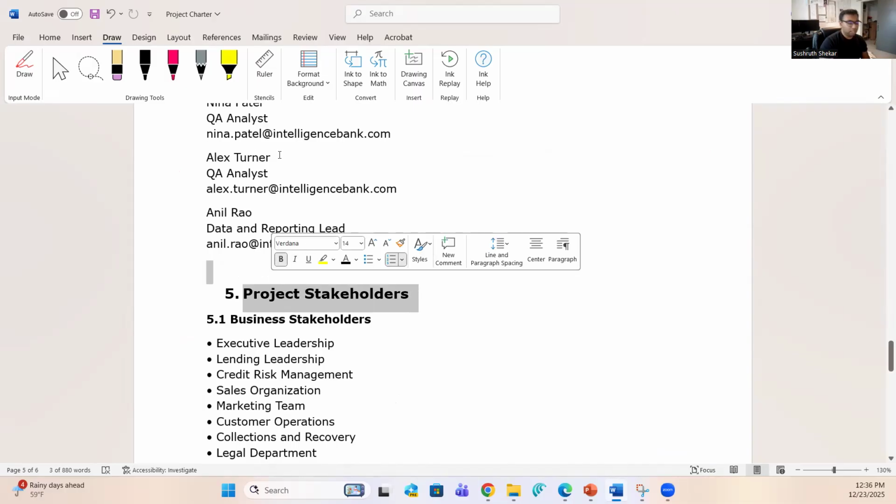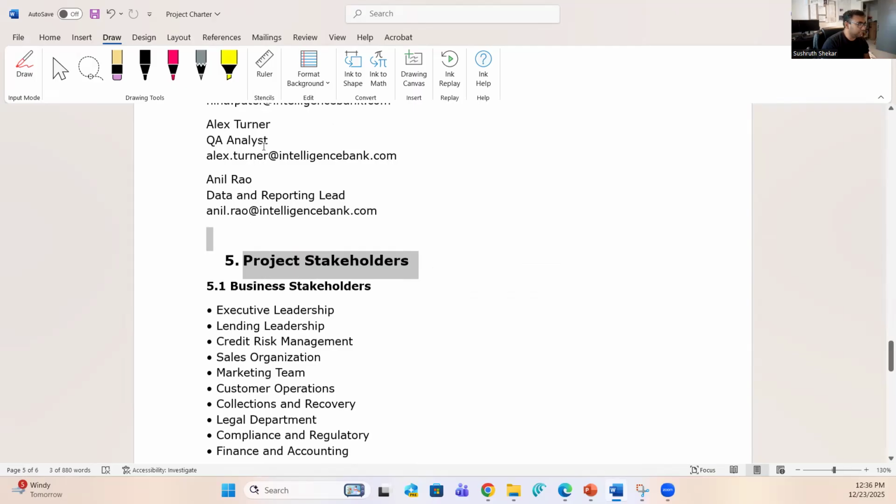The project team, be it the business team or the IT team, are folks who directly work on the project. They are actually working on the project. When it comes to project stakeholders, anybody who's impacted by the project is a project stakeholder. Anybody who is working on the project and might be impacted is part of the project team. Anybody who is only impacted by the project is a project stakeholder.